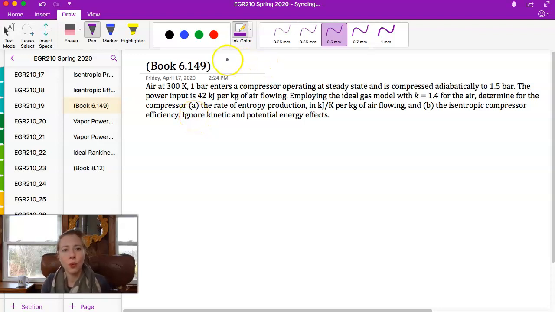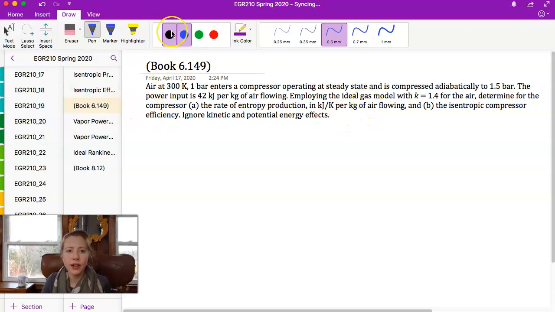And this is number 6.149. Air is at 300 Kelvin, 1 bar. It enters a compressor operating at steady state and is compressed adiabatically to 1.5 bar. The power input is 42 kilojoules per kilogram of air flowing. Employing the ideal gas model with k equal to 1.4 for air, determine for the compressor A, the rate of entropy production in kilojoules per Kelvin per kilogram of air flowing, and B, the isentropic compressor efficiency. Ignore kinetic and potential energy effects.